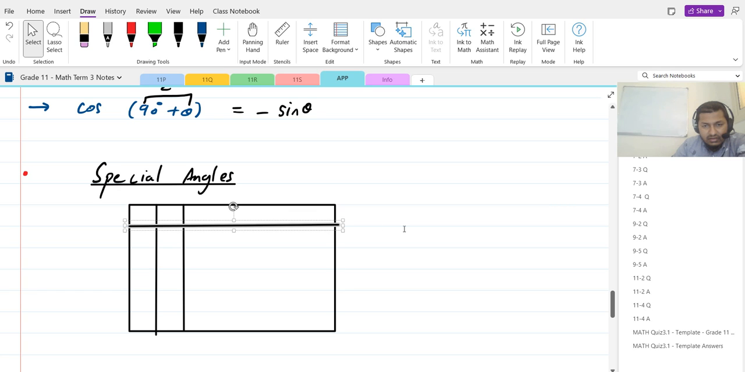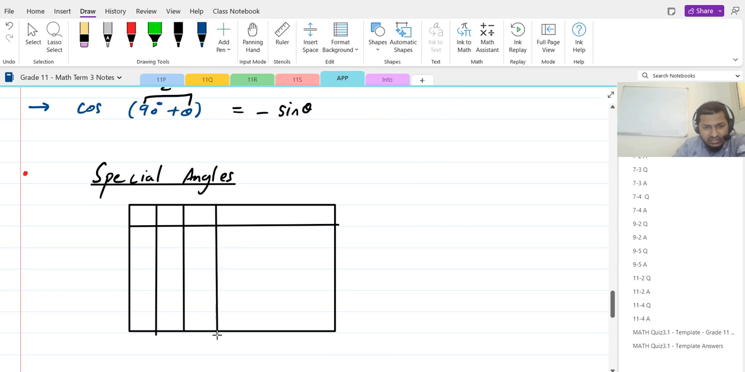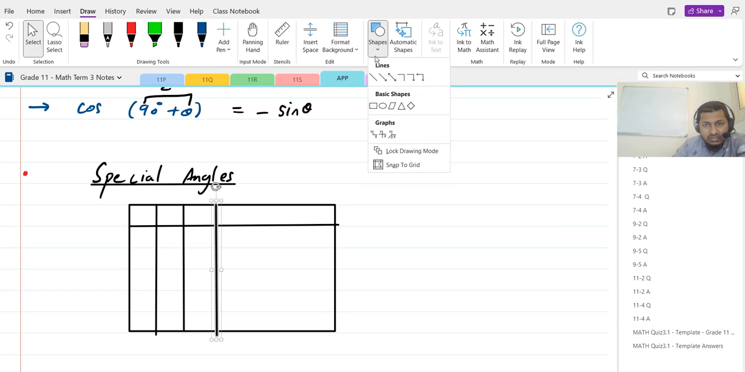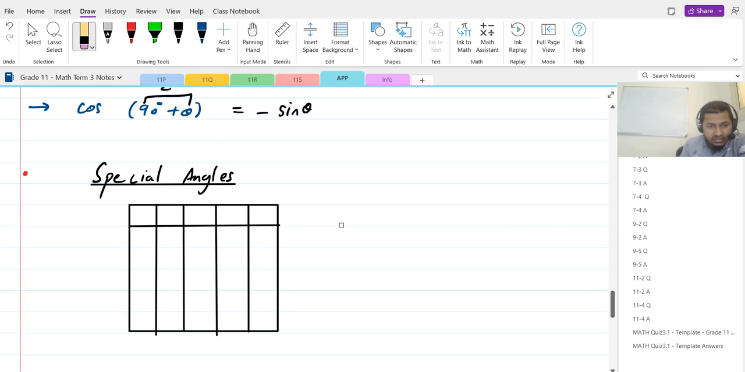And just remember the order: opposite, adjacent, and hypotenuse. We said the first 2 lines are for the angles. So I'll put angles here: opposite, adjacent, and hypotenuse. So this is the angle in degrees and this is the angles in radians.